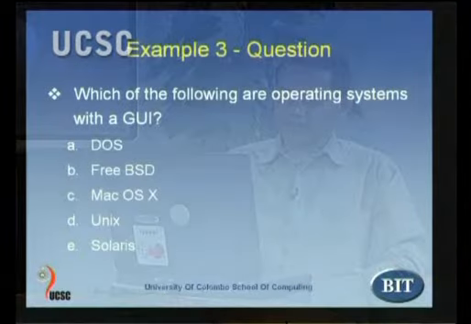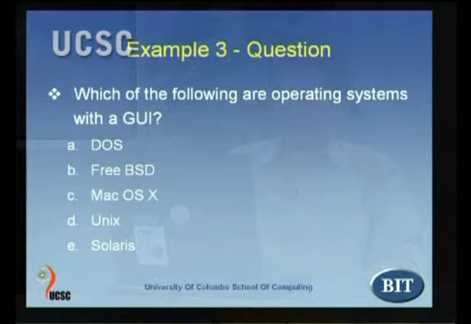So shall we go into another question, maybe from a different area? Yes, the next topic will be from system software and application software, that particular section. And here, example 3 question: which of the following are operating systems with a GUI, or a graphical user interface?